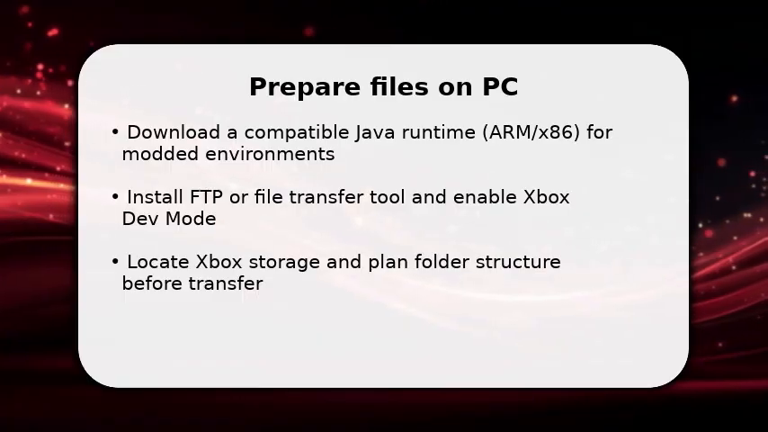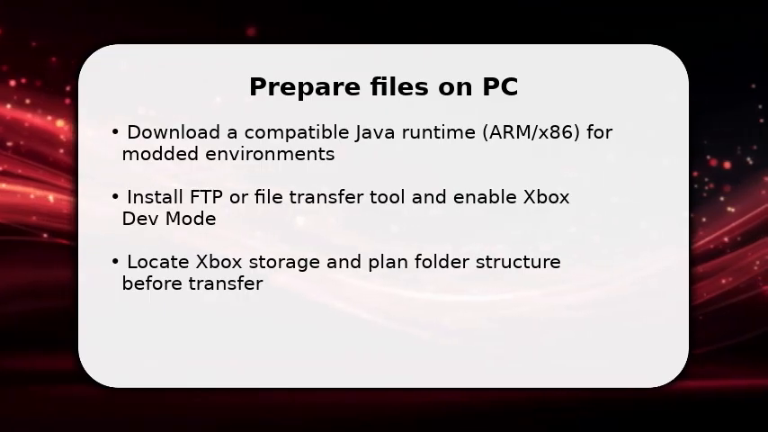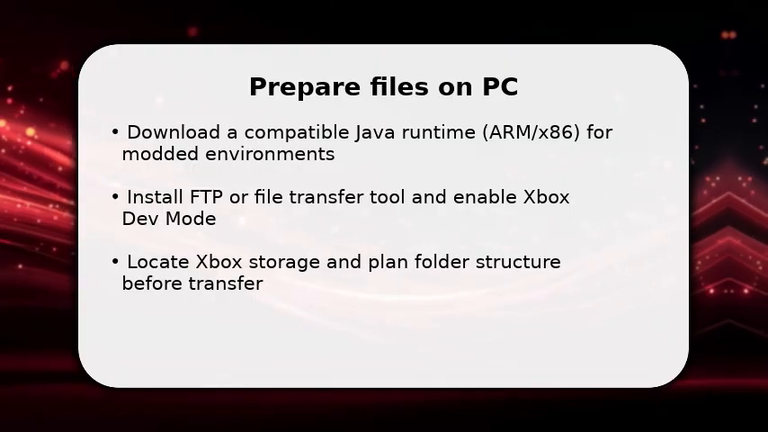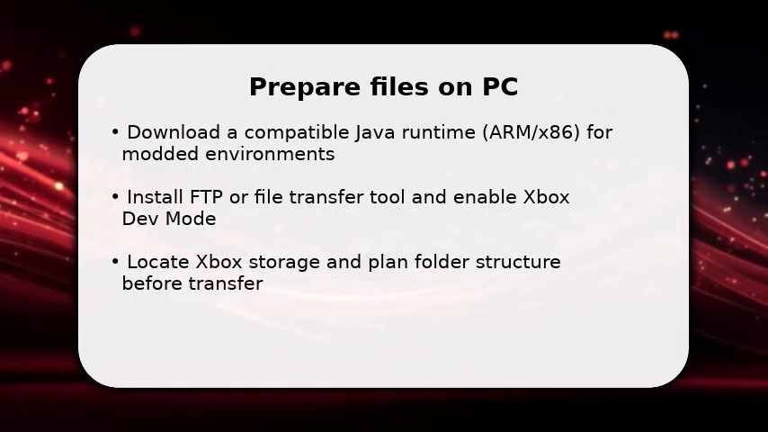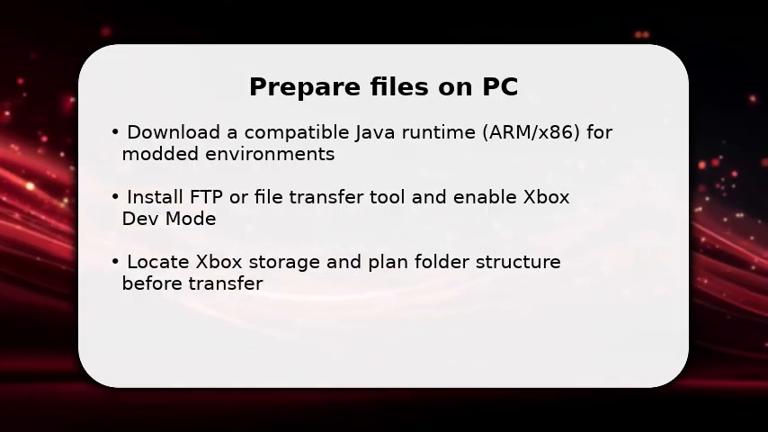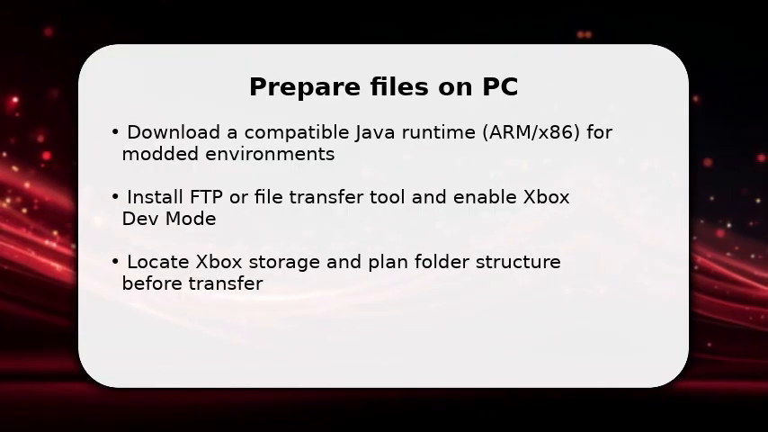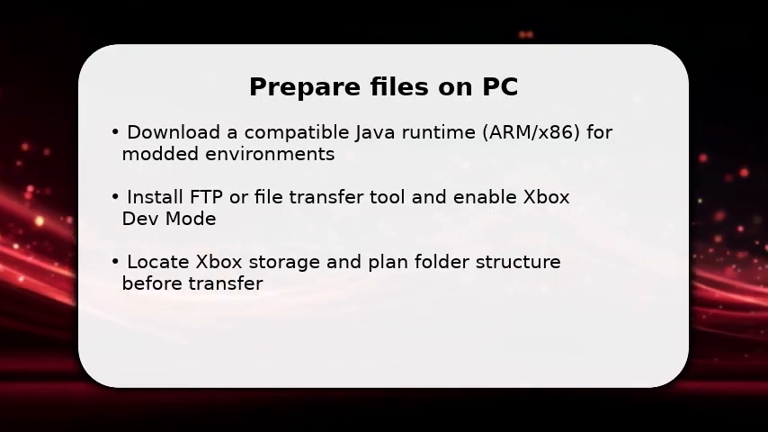You start by preparing files on your PC. Get a compatible Java runtime build that matches the target architecture and unzip it into a clear folder. Once done, install an FTP or file transfer utility so you can push files to the Xbox. Make sure dev mode is enabled on the console and that you know the Xbox IP address. This lets you access its file system.